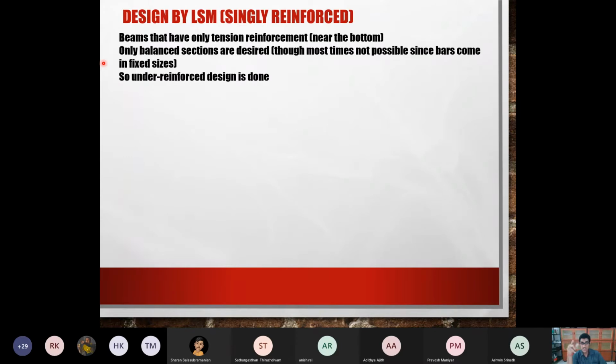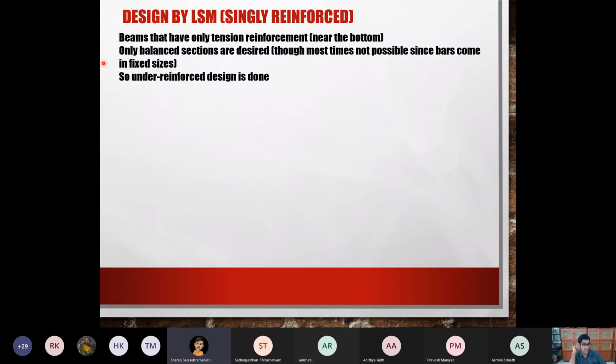So what is the condition for a balanced section? What does it mean? K will be equal to KB. Yes, okay. In terms of concrete and steel failure, what does the balanced section mean?